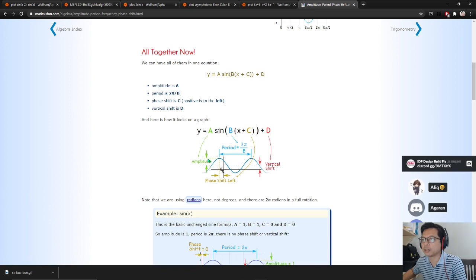A will always change the amplitude. If you put a constant in front of x, it will change the period. If you add d to the whole thing, it introduces a vertical shift, but that's not really used often. But I want to show you C here, the phase shift. If you add a number here, it's going to shift left. That's why if I put minus there, it's shifting to the right.